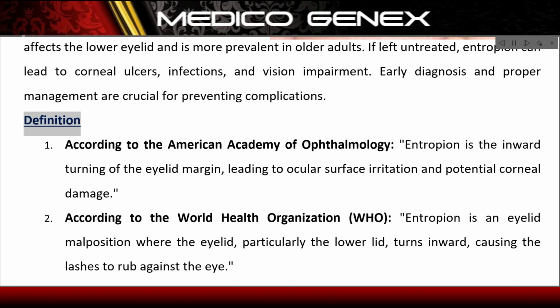Definition. According to the American Academy of Ophthalmology, entropion is the inward turning of the eyelid margin, leading to ocular surface irritation and potential corneal damage. According to the World Health Organization, WHO, entropion is an eyelid malposition where the eyelid, particularly the lower lid, turns inward, causing the lashes to rub against the eye.